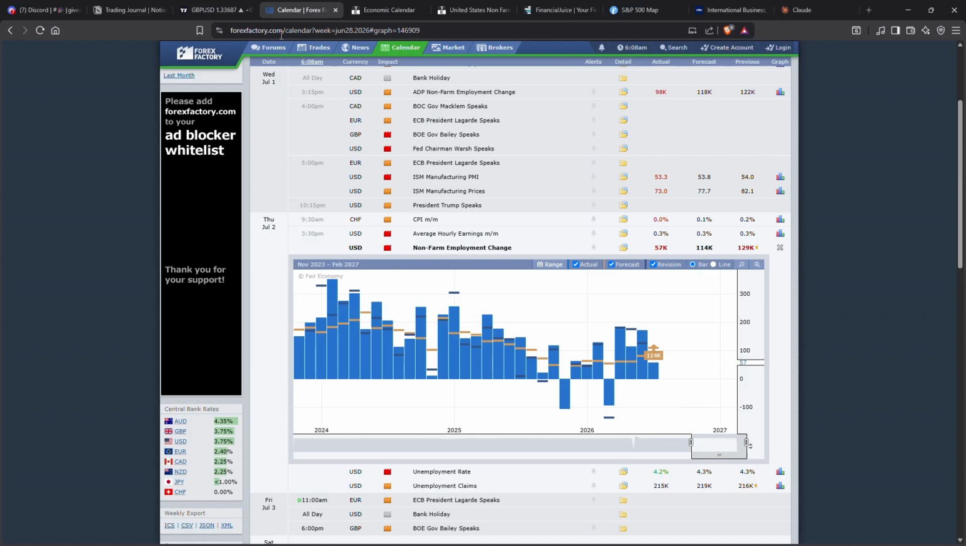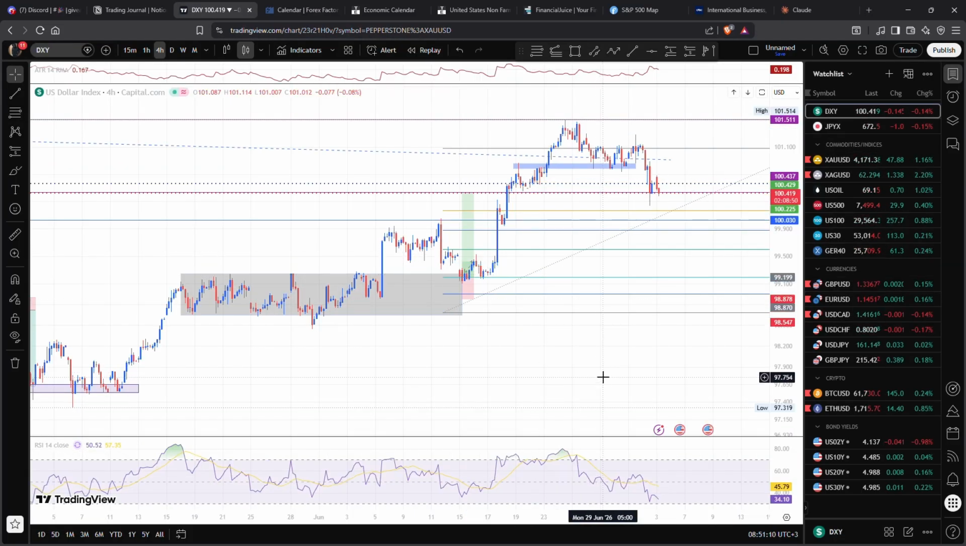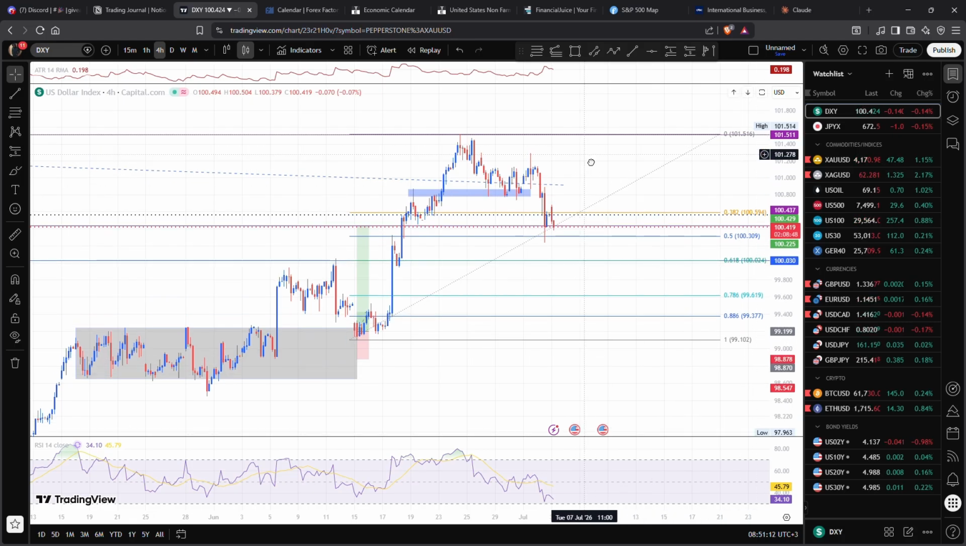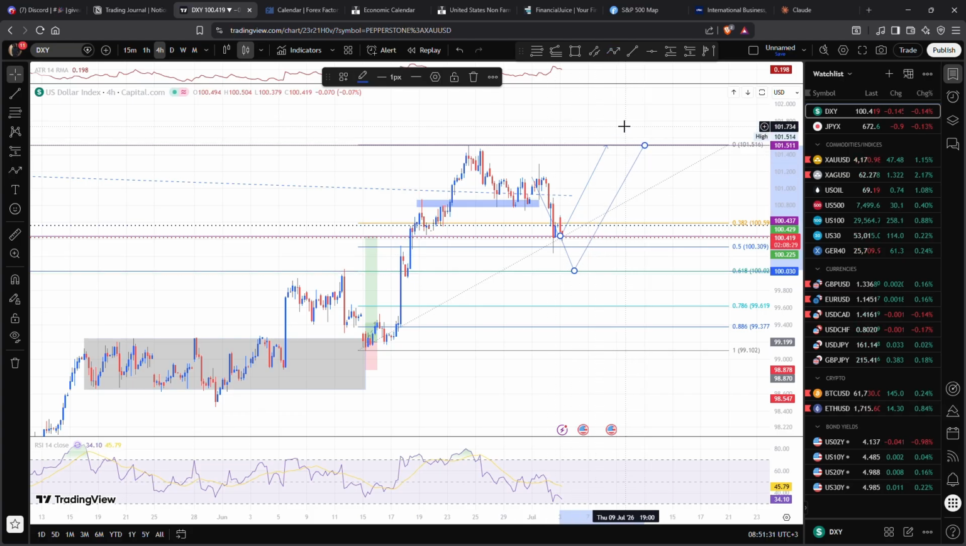So that is why we saw the dollar taking a bit of a tumble from the highs where it was, down to about 100 or 100.5. So I'm expecting either we could see a bounce from this zone, or we could see it push lower, maybe to about 100 flat, and then we could see a bounce from that.